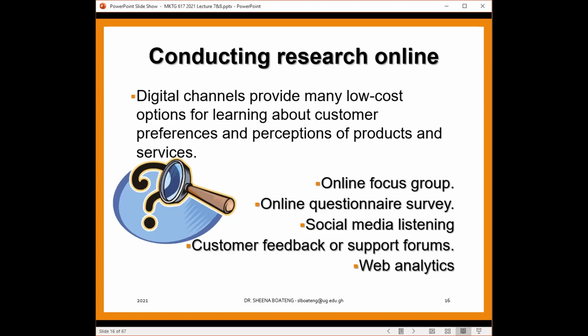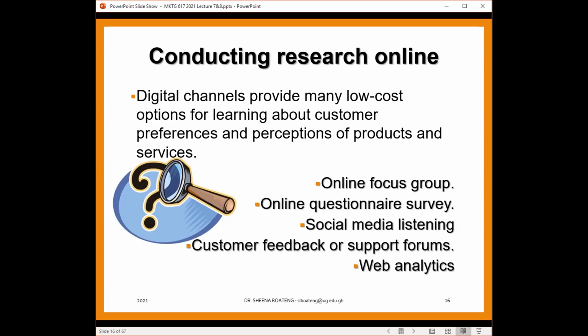Again, we can talk about customer feedback and support forums, which can be facilitated either independently or by us on our own platforms like our website or our social media pages. Also, we can talk about web analytics, which are the various tools that we incorporate into our website to help us monitor the behavior of the customers or users that visit our platforms.